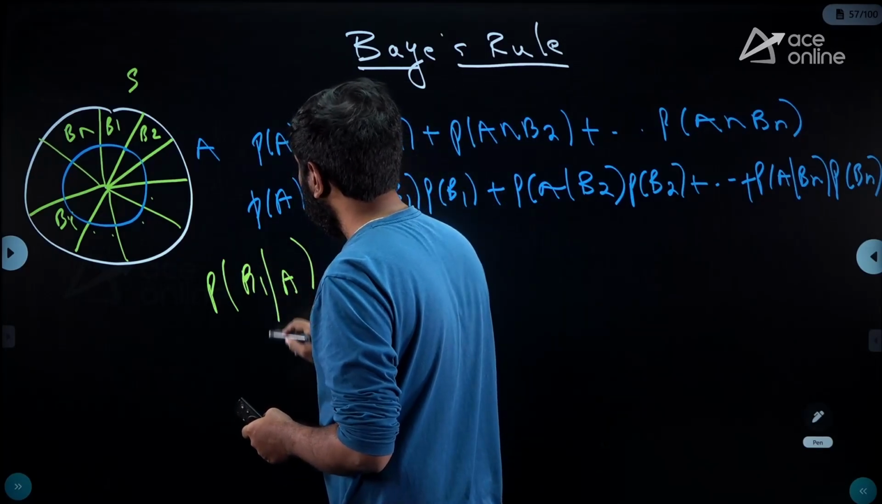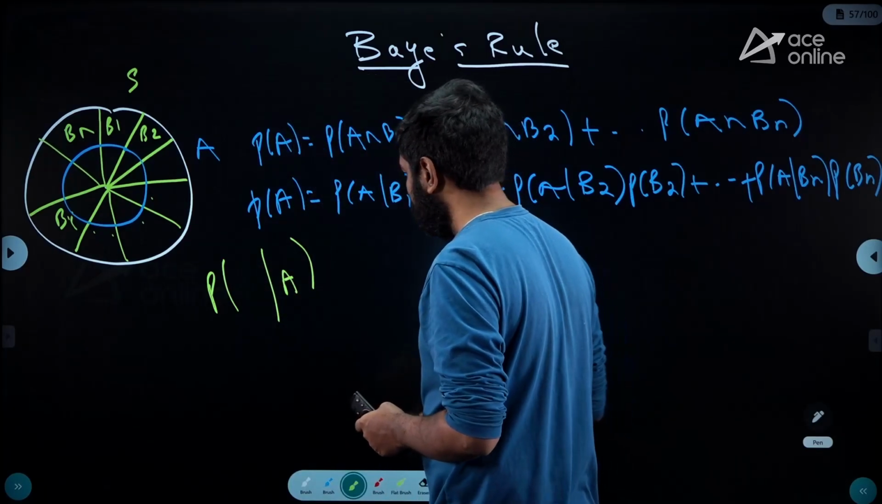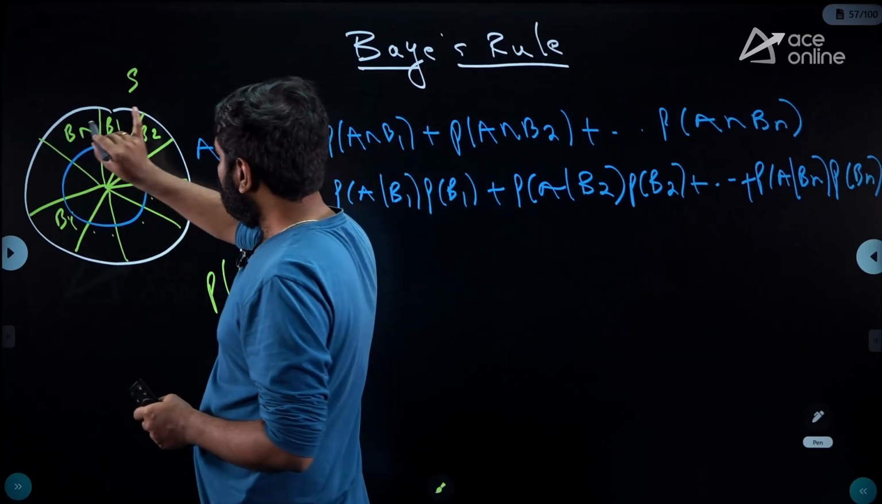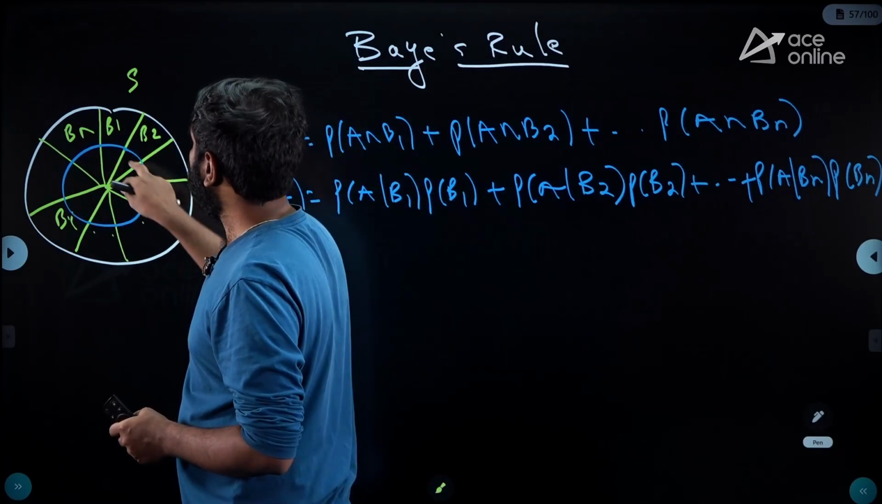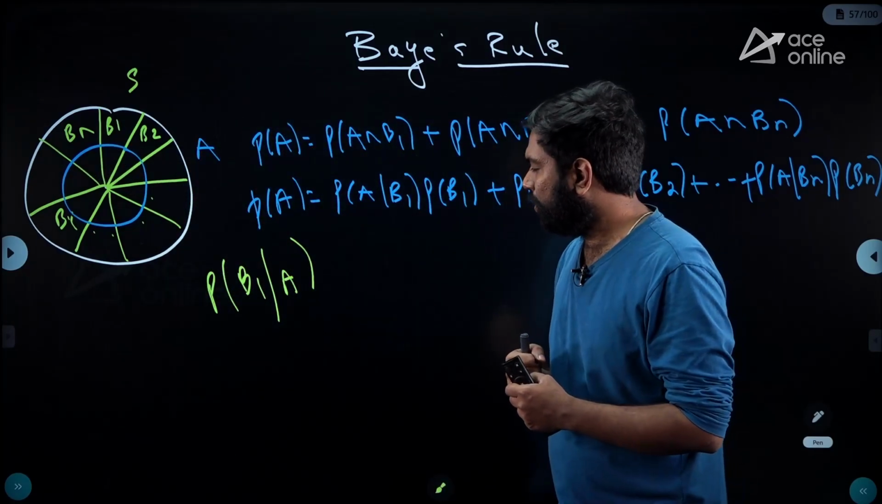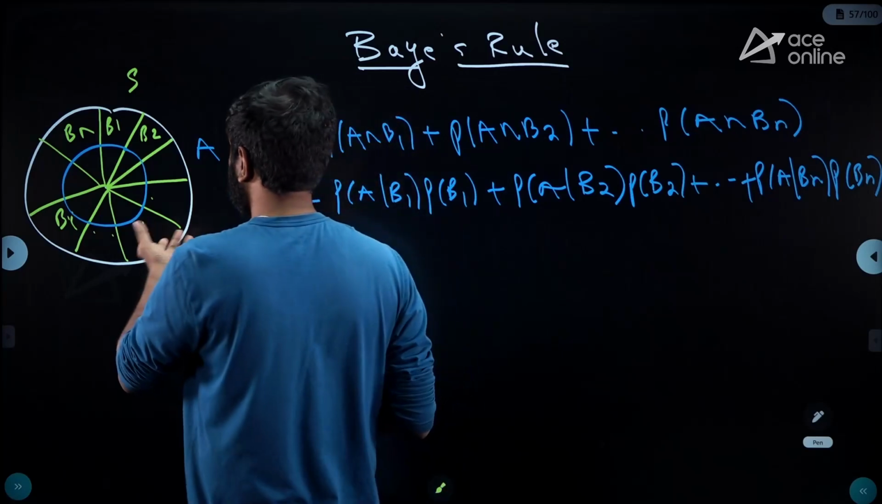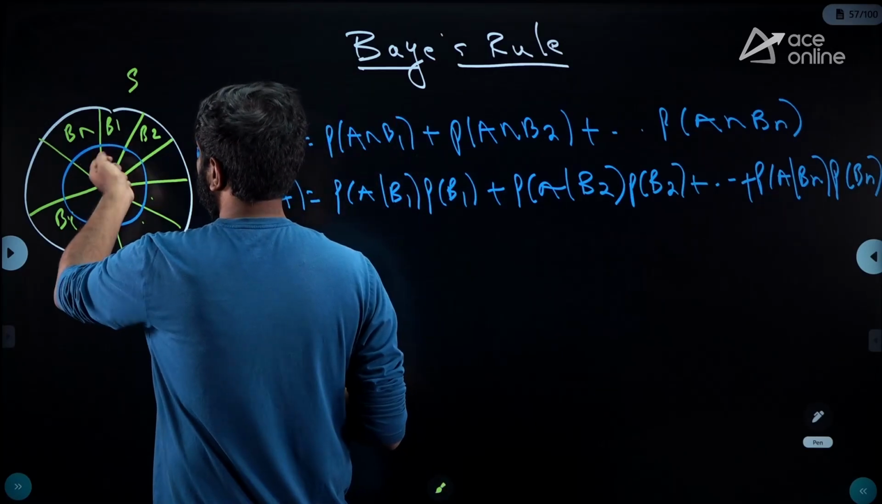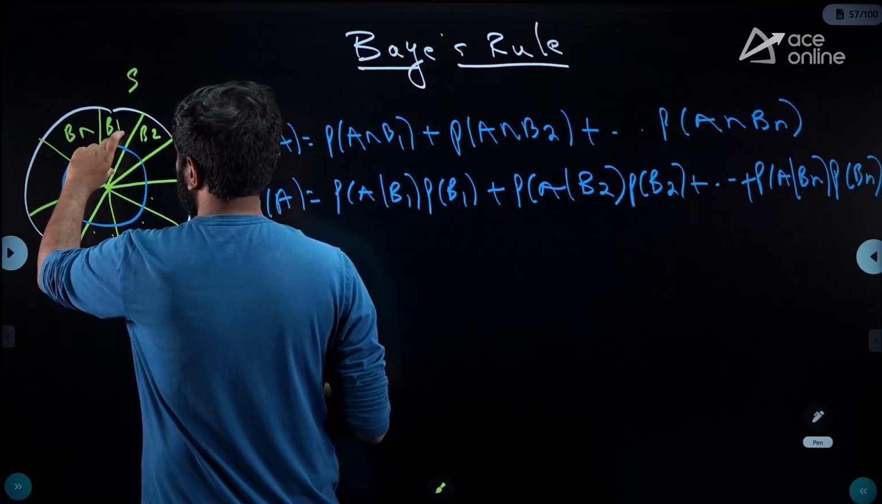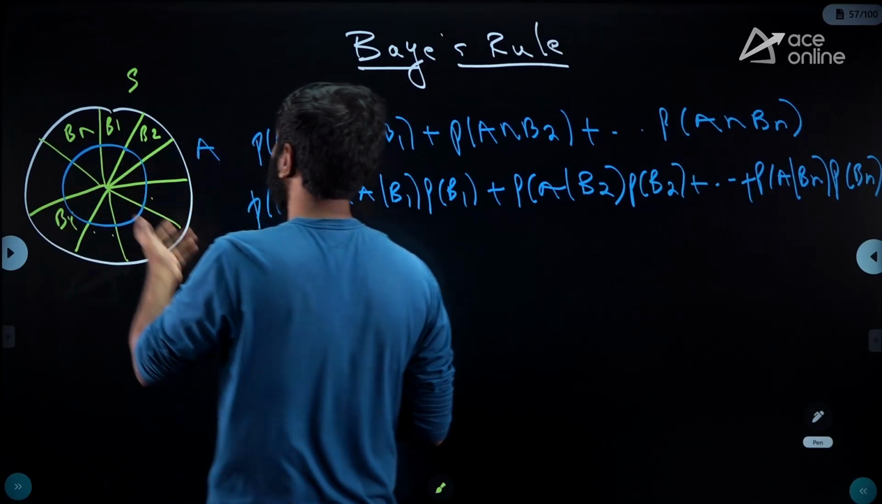So what's the probability that it came from B1? Given that the outcomes are only from this, what's the probability that it has come from B1? This is what you have to find. So how do you find it? First, you have to look at the probability of this, and you have to select the probability of this. So the probability of this by the probability of this will be our answer.